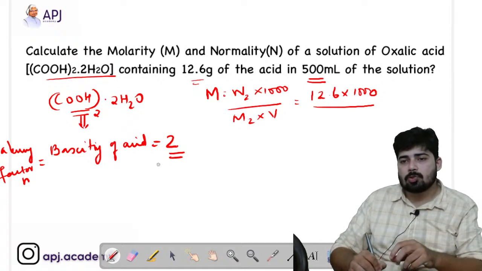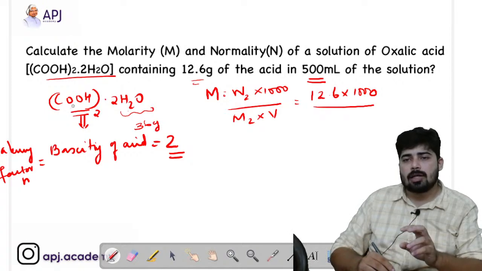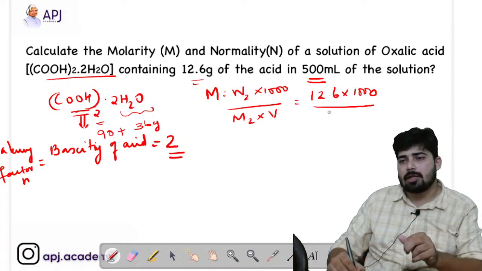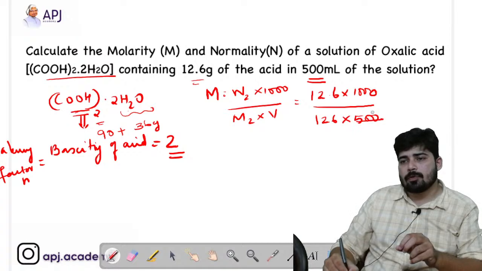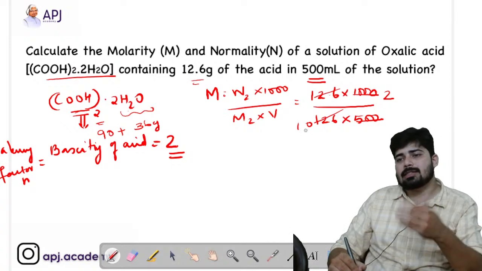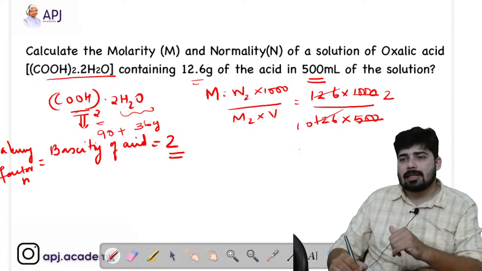What is the molar mass of oxalic acid? Here there are 2 carbons, and 2 molecules of water means it is 36 grams. Now C means 12, 12 plus 32, since there are 2 oxygens, is 44. 44 plus 1 is 45, and 45 into 2 is 90. So 90 grams plus 36 grams is equal to 126 grams. So here we get 126 divided by 500. If you cancel this, you get 2, and if you cancel this, you get 10. 12.6 into 10 gives you 126. So 2 by 10 means 0.2.